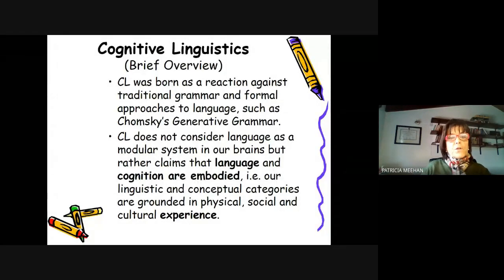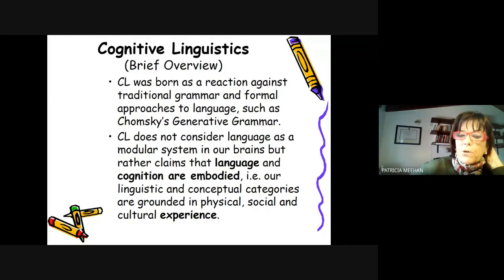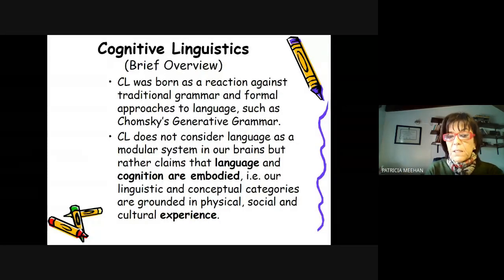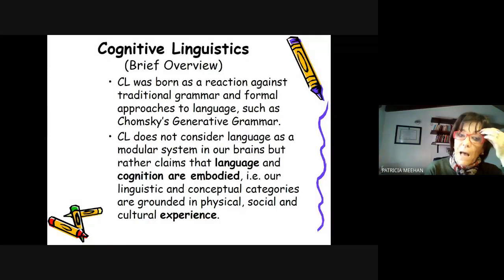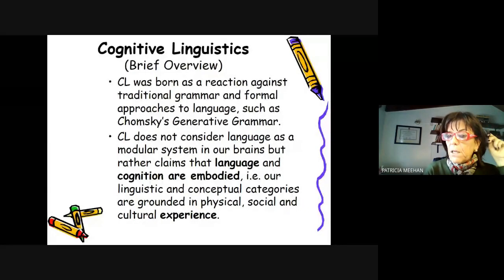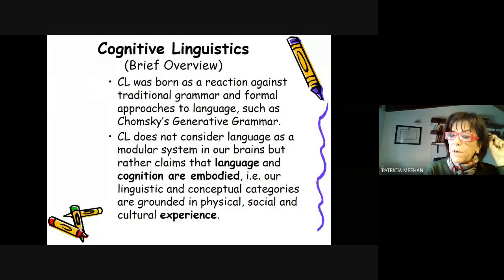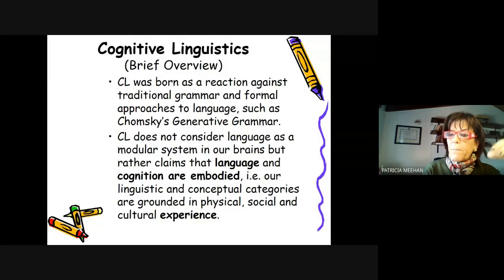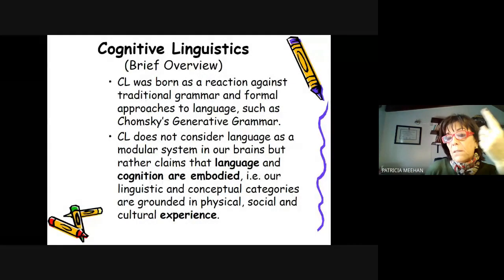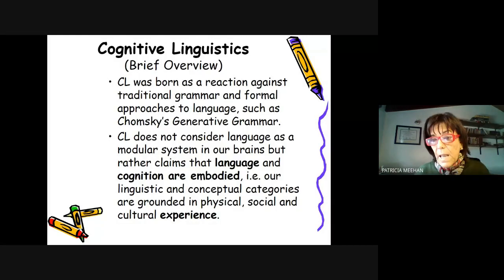Okay, good. So, cognitive linguistics does not consider language as a modular system in our brains, as I was saying, but rather claims that language and cognition are embodied. So, together, cognition, your experience in the world, right? We learn through experience. That is to say, our linguistic and conceptual categories are grounded in physical, social, and cultural experience. That is something you studied, and I'm sure you have done it very deeply in linguistics, don't you? For example, you must have studied about Eskimos and the fact that they have many words for snow, because they know in their experience there are different types of snow. For us, it's only one type of snow once a year at most.